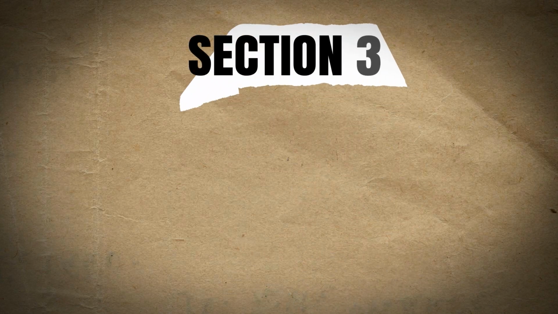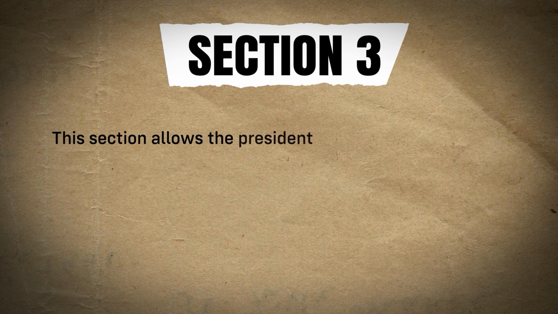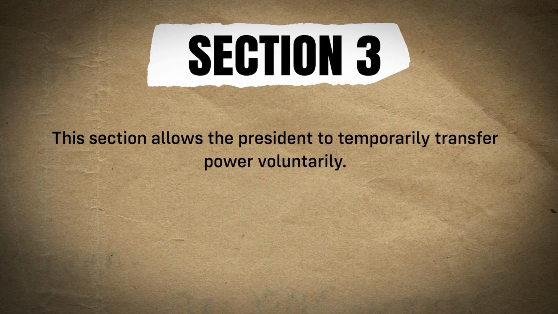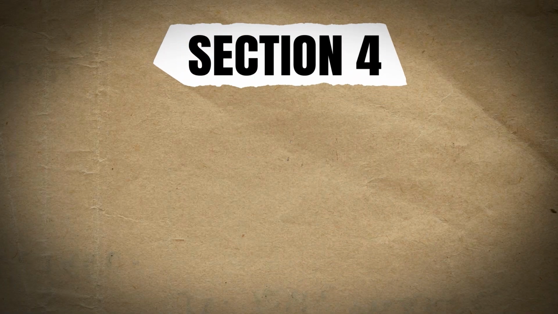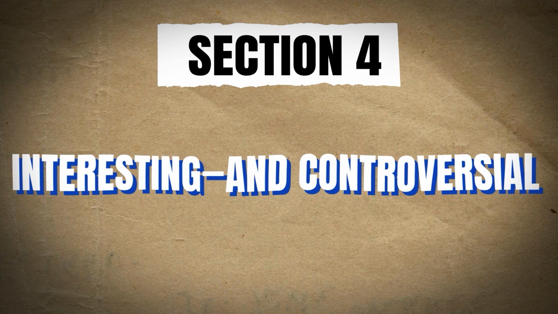Section 3. This section allows the president to temporarily transfer power voluntarily. It's used in situations like medical procedures where the president is under anesthesia. For instance, President George W. Bush invoked Section 3 twice when undergoing colonoscopies, temporarily transferring power to Vice President Dick Cheney. Apparently, when Trump got his colonoscopy, he didn't want to give up power, so he did it without anesthesia. Kinda weird.